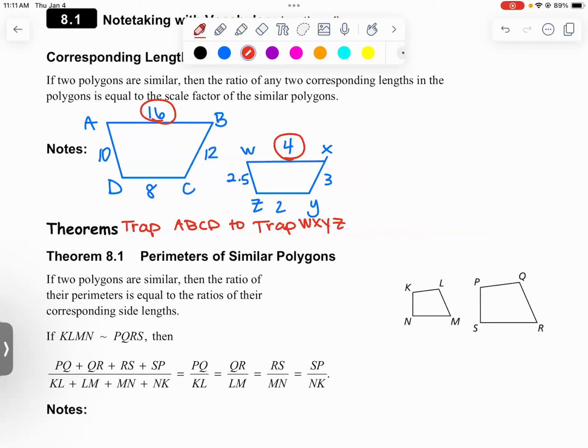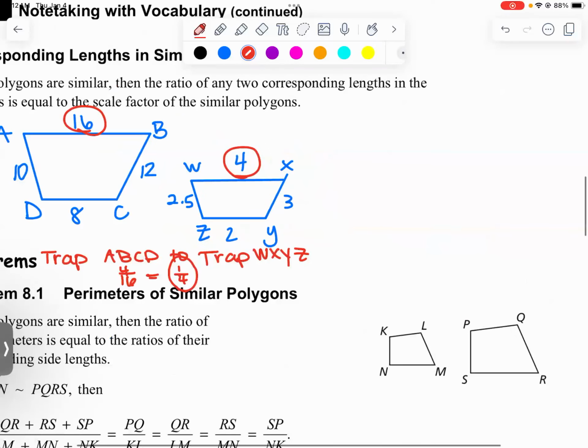Okay, it would actually be 1/4. 16 times 1/4 gets me 4. 12 times 1/4 gets me 3. 8 times 1/4 gets me 2. The scale factor from trapezoid WXYZ to ABCD, that would be 4, because we would have to multiply by 4 to get from WXYZ to ABCD. Does that make sense? Chris, are you good? Okay.